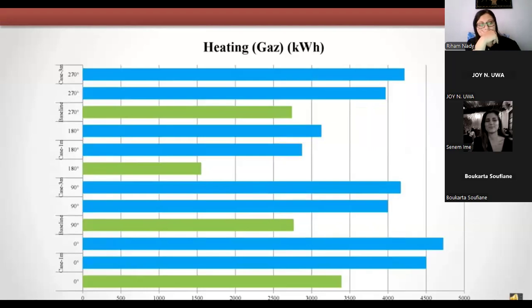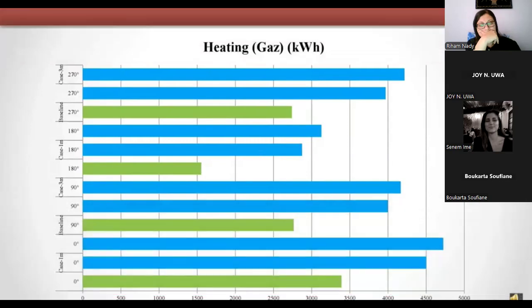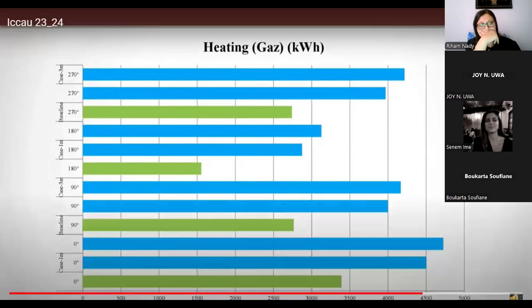The baseline, without setback, is always the best case, and here also we can see that the best case for the heating is the orientation to the south, which could be explained by the gain of solar heating. And here we can see also that the heating demand is more important than the cooling energy demand.